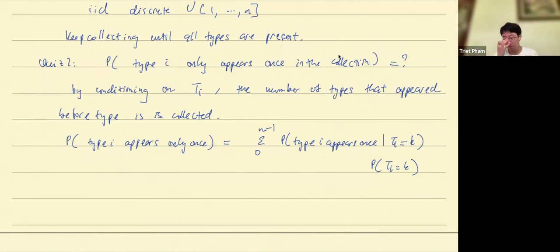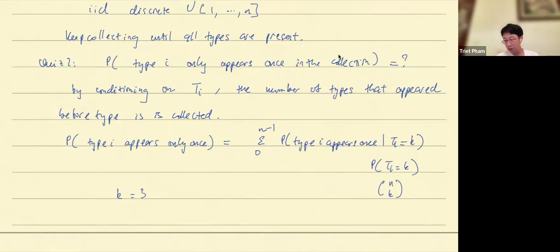Okay, so again, the key to this question is about focusing on the type, not on the coupons. For example, let's say k equals 3, just to demonstrate the thinking process. You want 3 types to appear before type I shows up. Well, obviously there's something along the line of n choose k, because out of n types, choose k types to show up before type I.